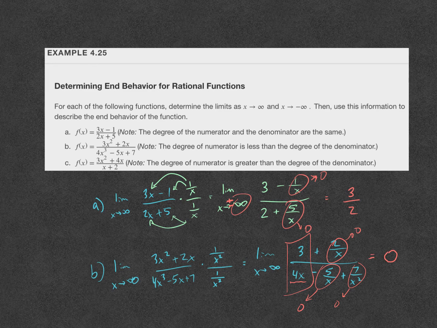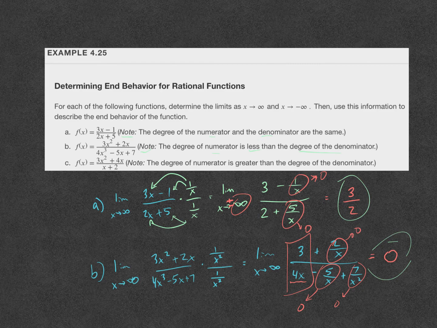And up at the top of the problem, the note says the degree of the numerator and the denominator are the same in the first one, and we got that fraction. The degree of the numerator is less than the degree of the denominator, and hey, we got 0. So that relationship, that play between the degrees in the numerator and the denominator, really impacts what's going on with these.